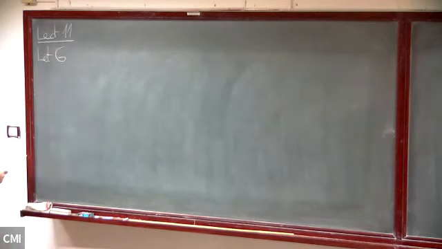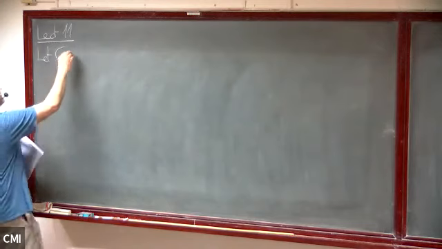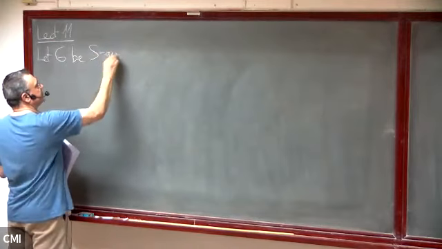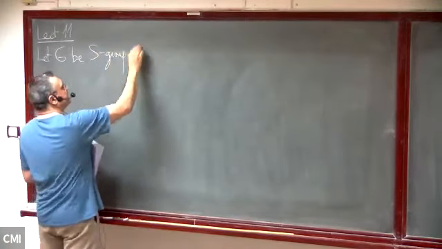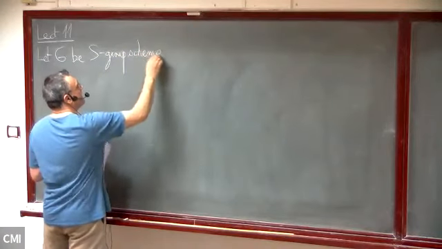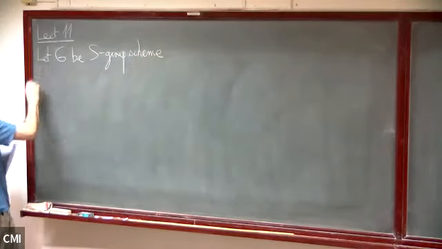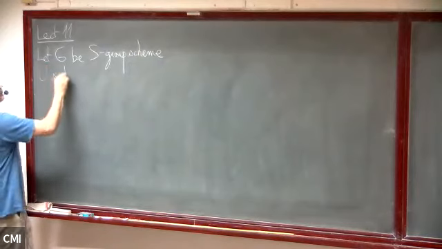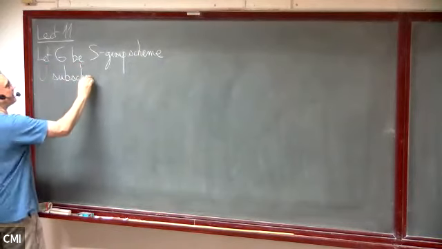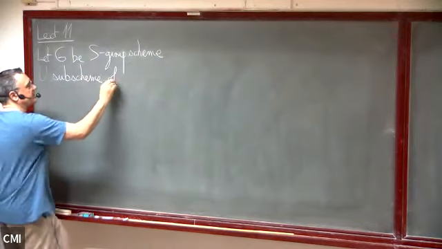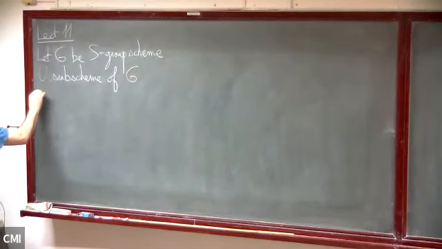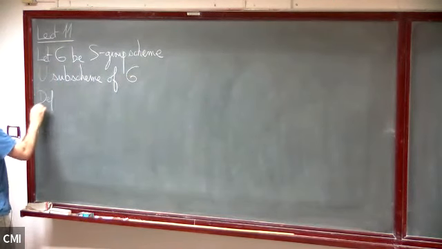Okay, so let G be a group scheme over S, and U a subscheme of G, not necessarily a subgroup. So we introduce the following definition.